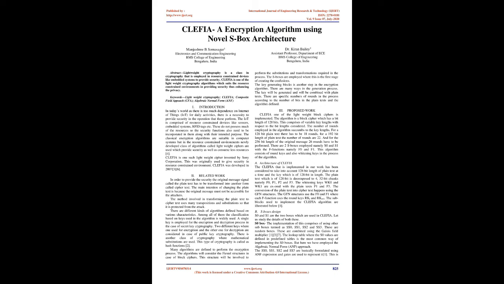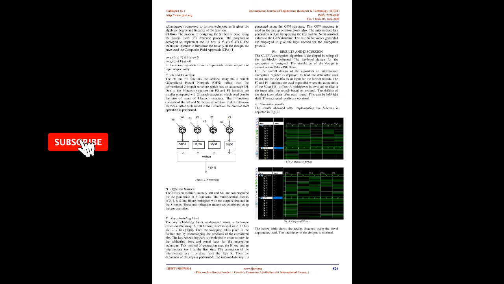3. Proposed work. CLEFIA, one of the lightweight block ciphers, is implemented. The algorithm is a block cipher which has a block length of 128 bits. This comprises variable key lengths with respect to the bit lengths considered. The number of rounds employed in the algorithm depends on the key lengths. For a 128-bit key there have to be 18 rounds, for a 192-bit key the number of rounds is 22, and for a 256-bit key 26 rounds have to be performed. There are 2 S-boxes employed, namely S0 and S1, with the F functions, namely F0 and F1. This algorithm consists of round keys and also whitening keys in the process of the algorithm.